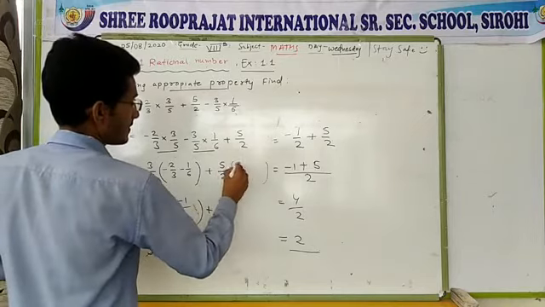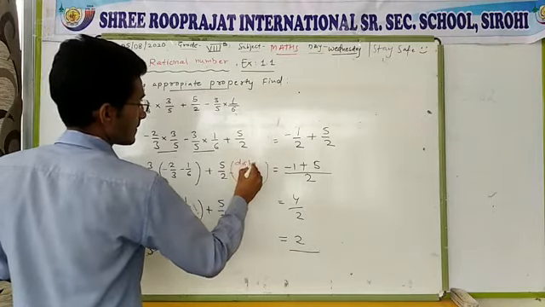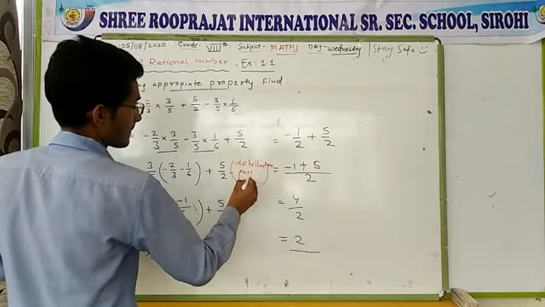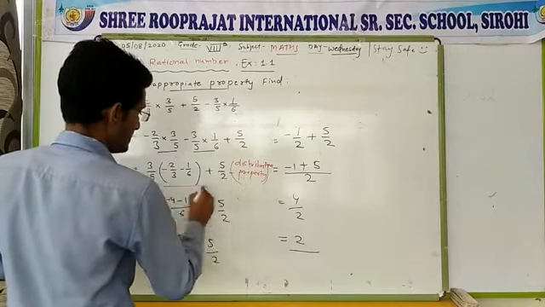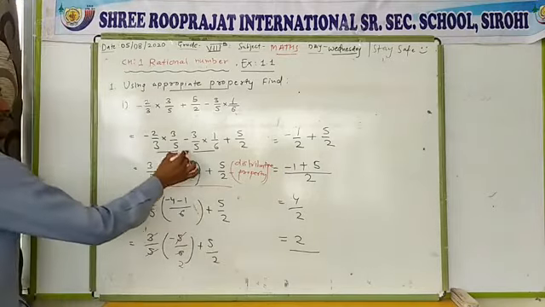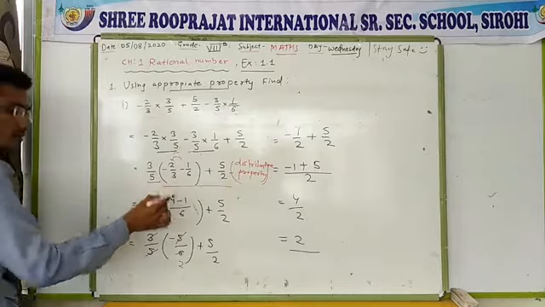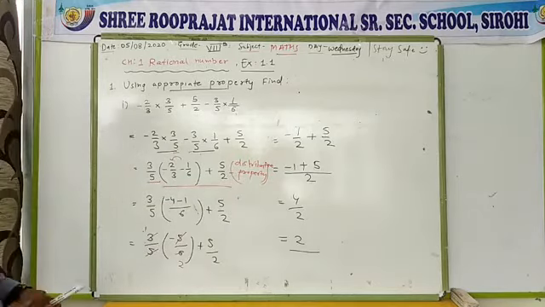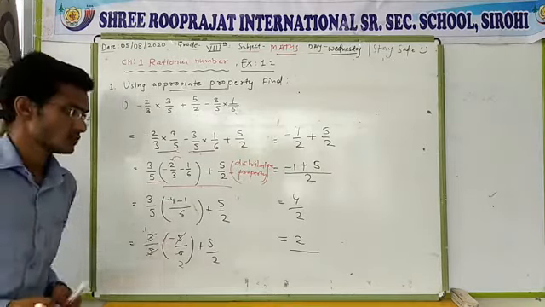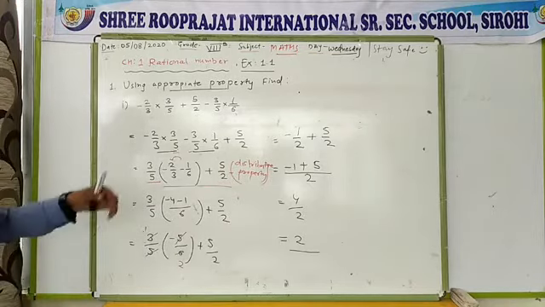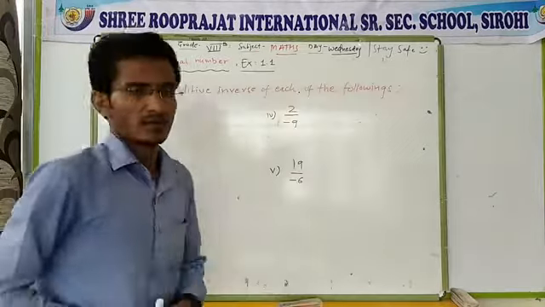Using what property? I forgot to write that. Here you can write distributive property, because with 3 by 5 and 3 by 5 distribution, we make it opposite and take a common 3 by 5. So that was the first question. The answer is 2. There is one more question using a property you have to solve. You have to solve it yourself, and this one also in your notebook.